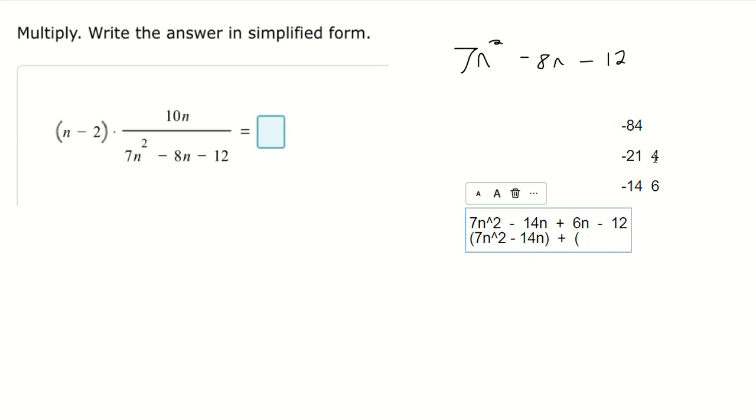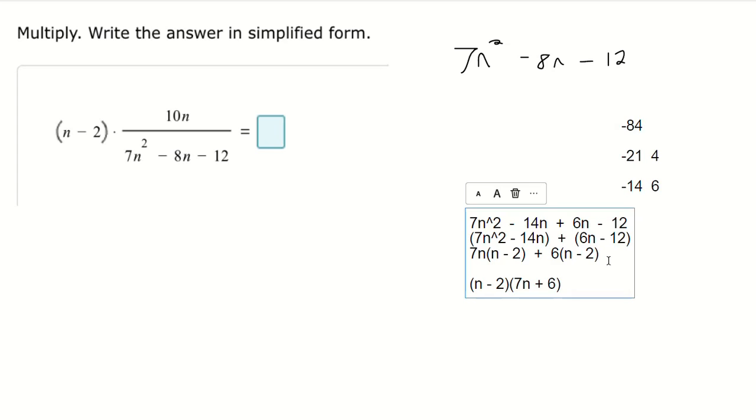Now I can put parentheses around the first two terms and the last two terms. I can pull out a 7n from this first parentheses. And then you can pull out a 6 from both the numbers in the second parentheses. And remember, when you pull out the number, you're dividing each term by that number. So 6n divided by 6 gives us n. Negative 12 divided by 6 gives us negative 2. And then negative 14n divided by 7n gave us negative 2. So look, we got two parentheses that are the same. So factor out that parentheses and write what's left over here.